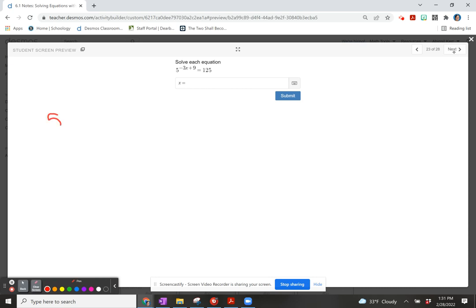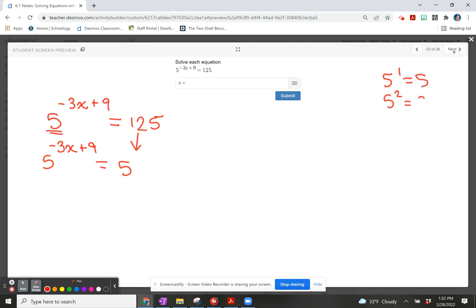So notice here we do not have the same base. We have the base of 5. So we have to make 125 the base of 5. Now on the calculator, 5 to the 1st gets you 5. 5 squared gets you 25. 5 to the 3rd gets you 125. This is the one that we're looking for. So we're allowed to change it. We're allowed to do to the 3rd power. So then we have this two-step equation, just like we're used to.